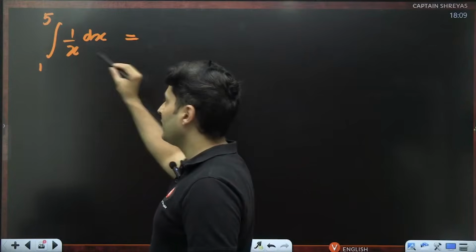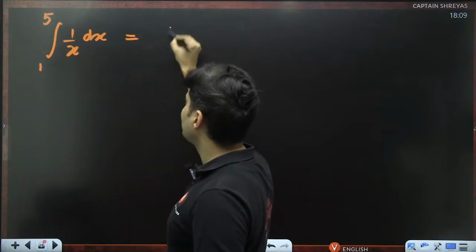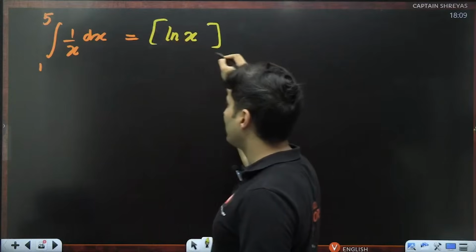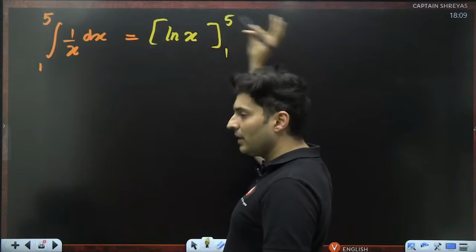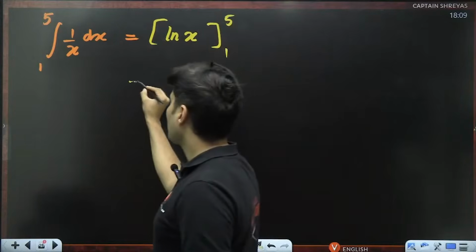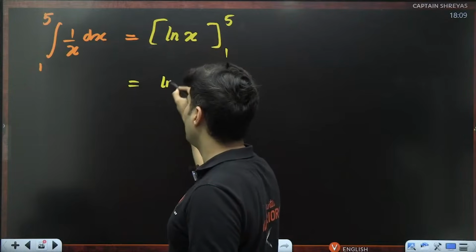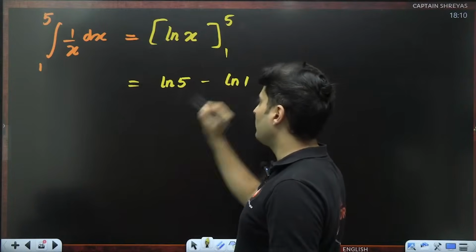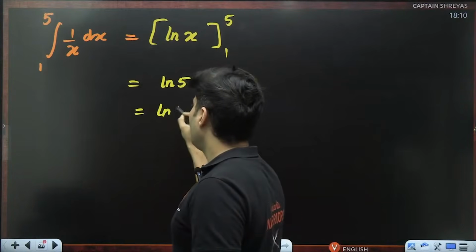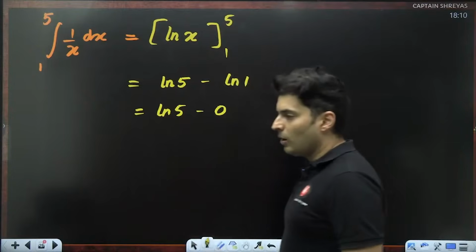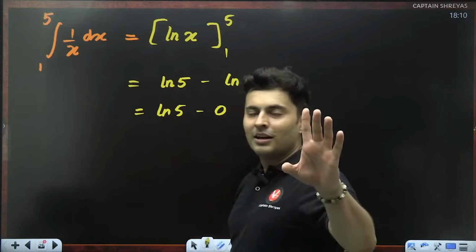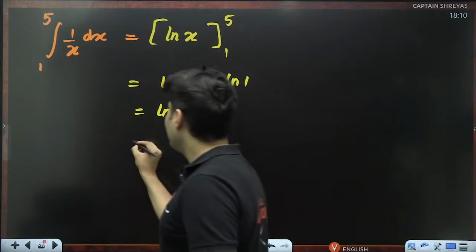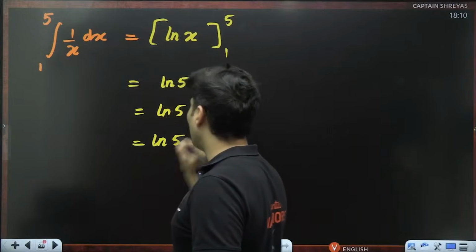Basically, do the normal integration first. 1 by x's integration is nothing but log of x. I will put a temporary step by putting the square brackets, lower limit, upper limit, no constant of integration. First put 5 instead of x, so log 5. Then put 1, so log 1. And then subtract the 2. But wait a minute. Log of 1 is 0. Any number, any base doesn't matter. If you are finding log of 1, the answer is 0. Hence, the answer to this question is just log 5.